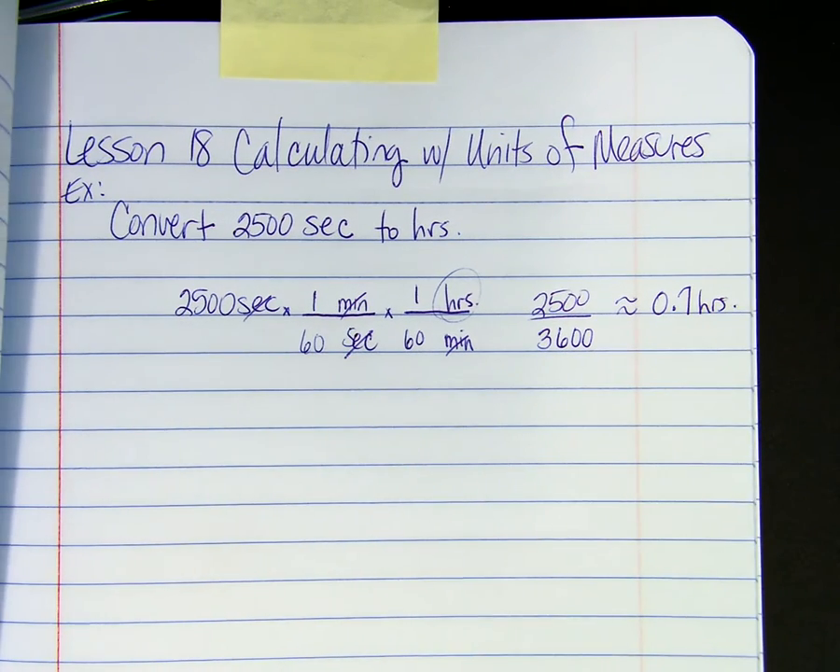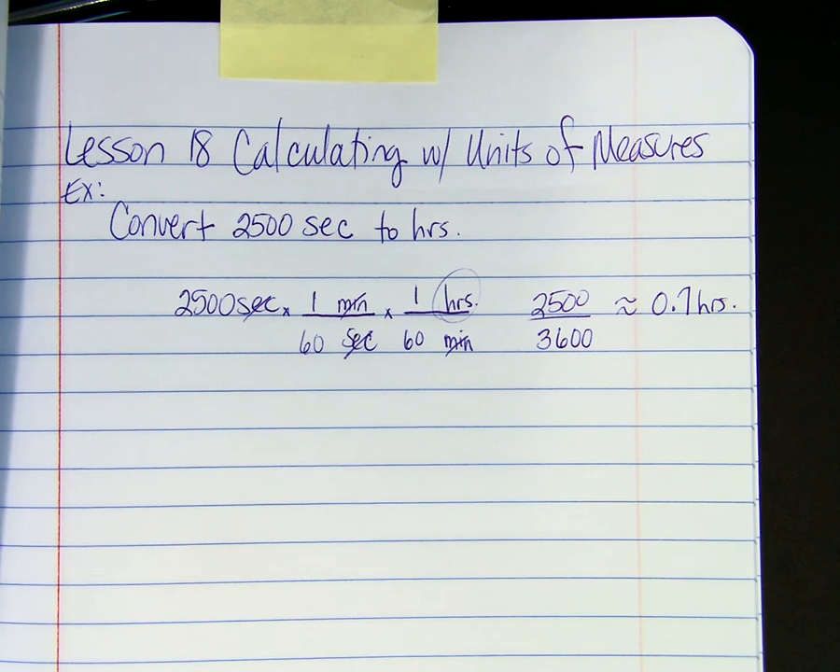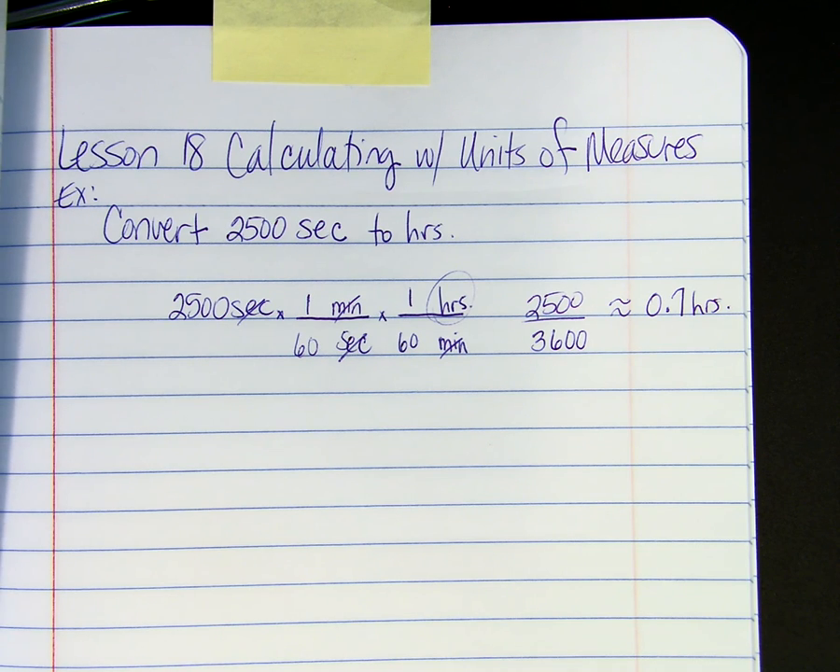Not even full. All you have to do is make sure that if you have the label in the numerator, you have to make sure it's in the denominator, so you can cancel. Or the opposite, vice versa.